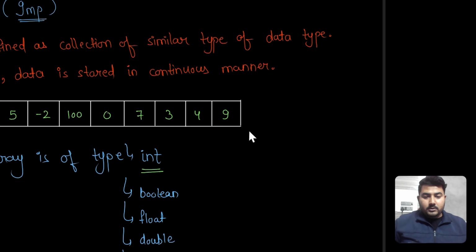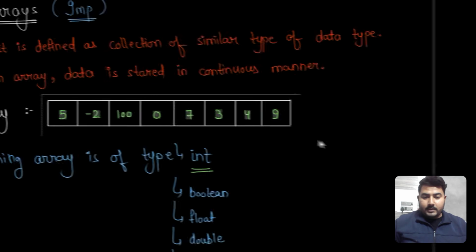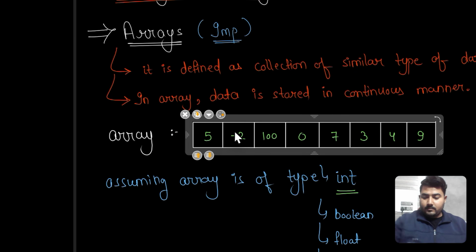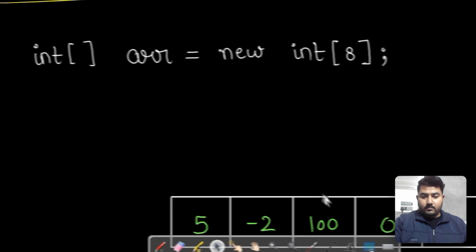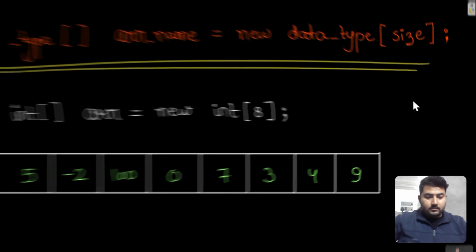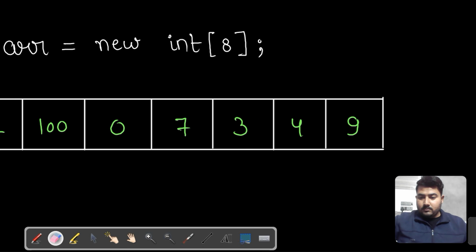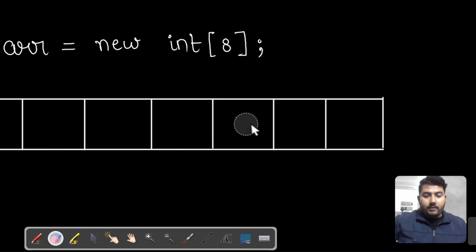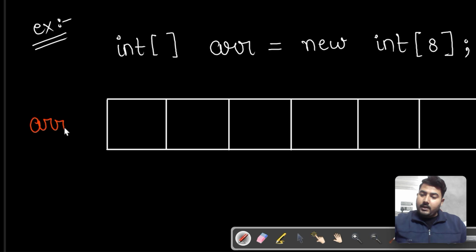Now, the actual structure of this array looks like this. But right now these numbers are not present inside this array. So we do have an array, but it is empty only. This array is having the name ARR.